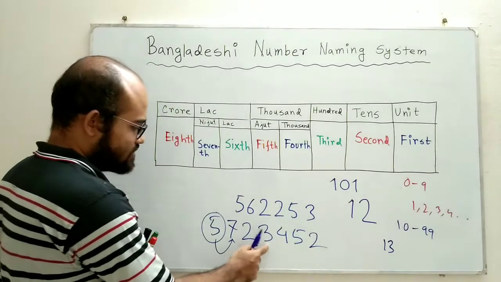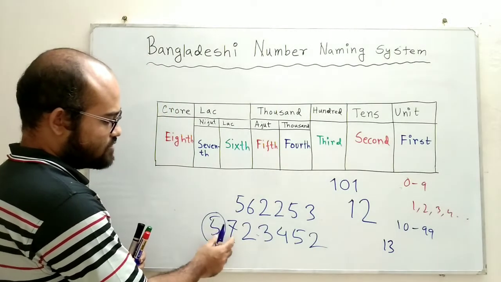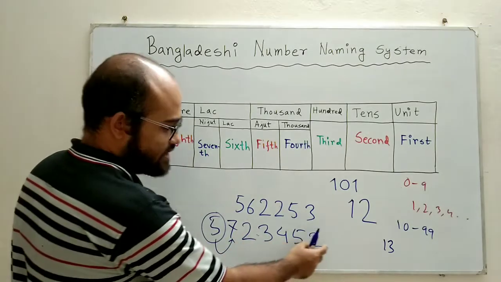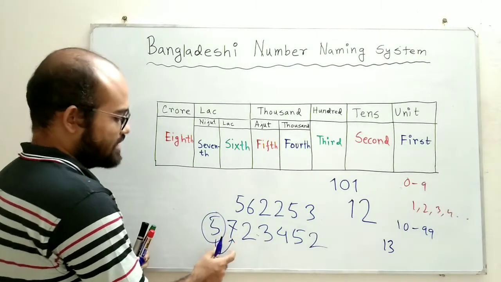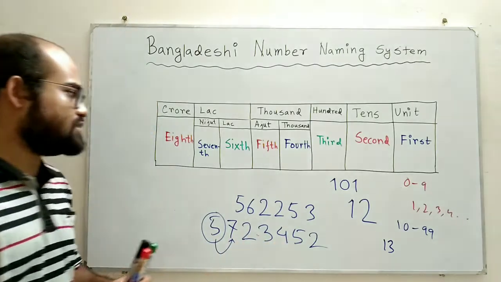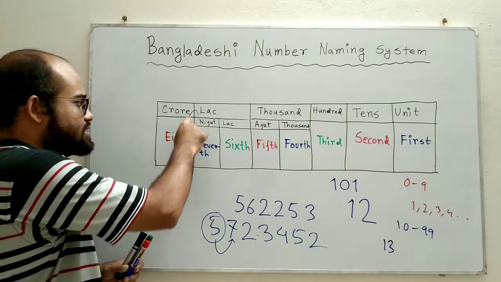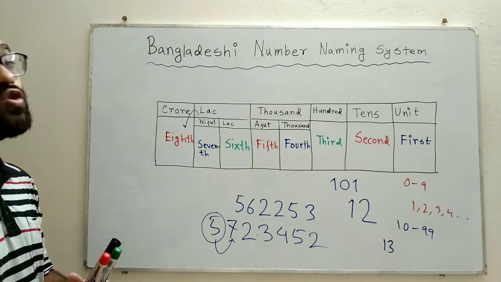Unit, ten, hundred, thousand, ten thousand, lakh, nijut. So this is actually 57 lakh 23,452. Let's read it again. Yes, 57 lakh 23,452. Now hopping over to the last place, that is the 8th place, we have something which is called crore.